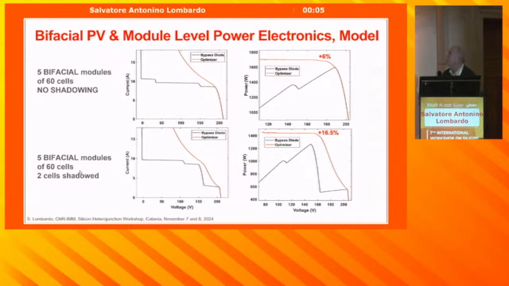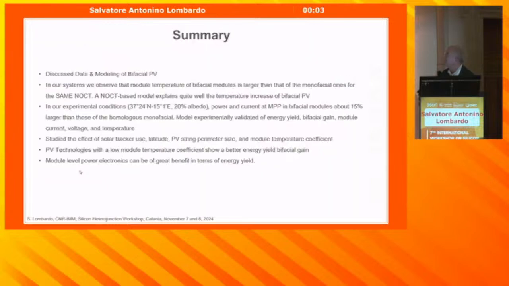Okay, then this was my last slide. So this brings me to the summary. I have run out of time, so you can read it by yourself. And thank you for your attention.